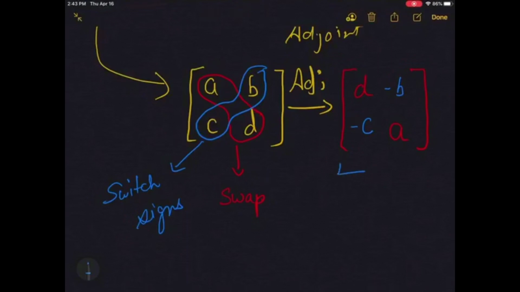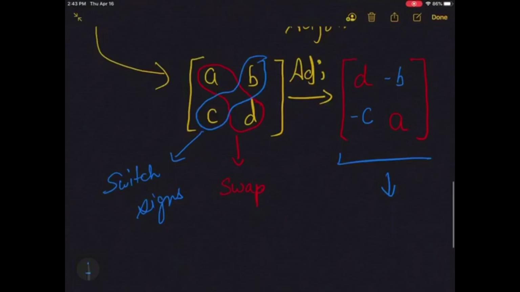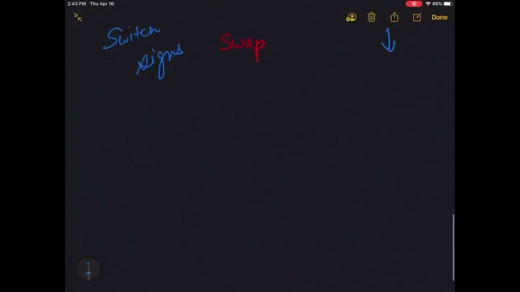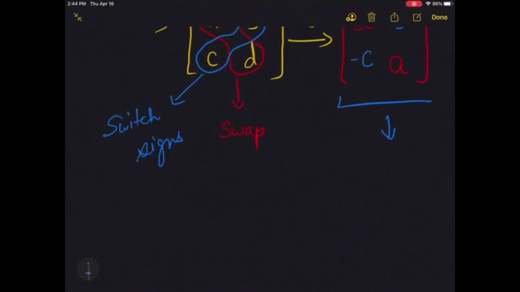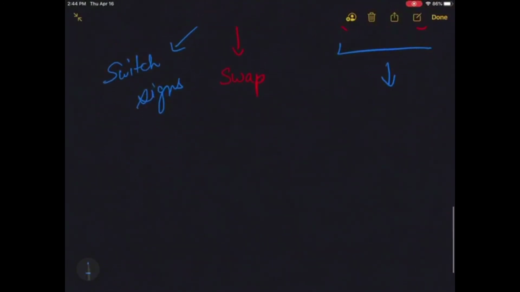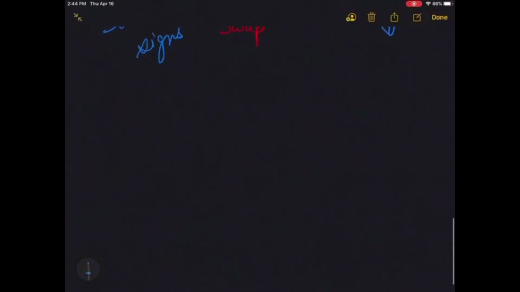Once you have this adjoint matrix, just multiply it by 1 over the determinant. That's how we find the inverse of a 2 by 2. Now let me show you an example. If you don't understand any of these steps, please pause the video, go back, and replay that part. So let's look at my first example.